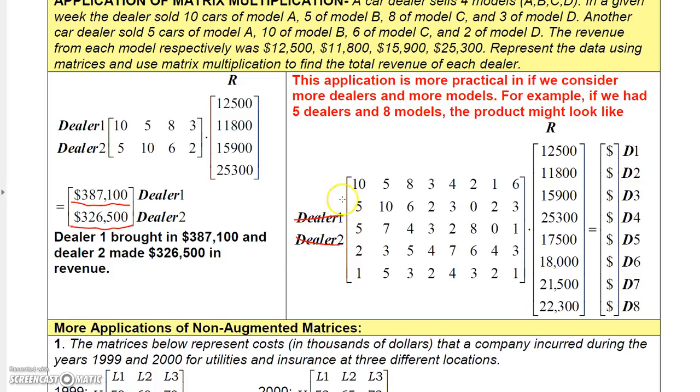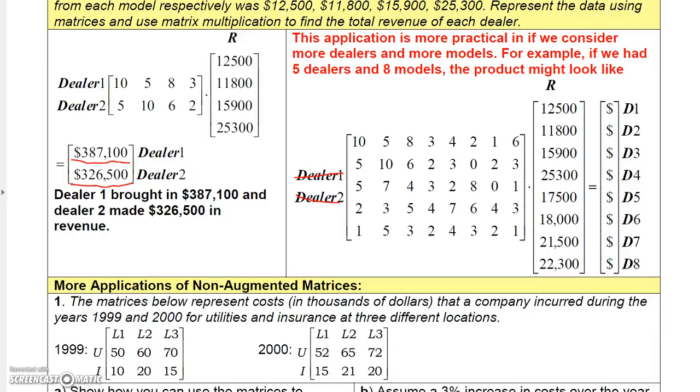Scratch that right there. This will be dealer 1, dealer 2, dealer 3, dealer 4, dealer 5, and then you've got all these cars and you've got all of these prices here, and so you can see that on a larger scale it might make more sense to use a matrix. You can read the rest of them down there below.